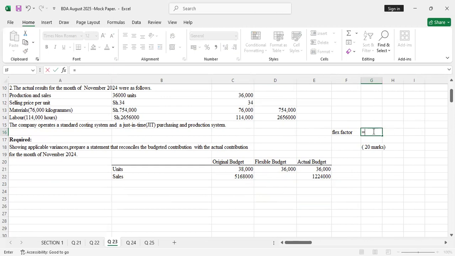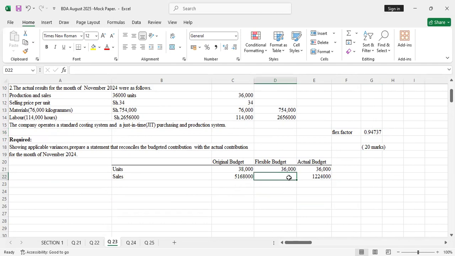You say equals to, you take the number of units for the actual budget, like in this case 36,000, you divide by the units for the original budget. So you divide by 38,000. Once you get this value, it is what we are going to use to flex the budget. So from sales, we'll use this value over here to flex.